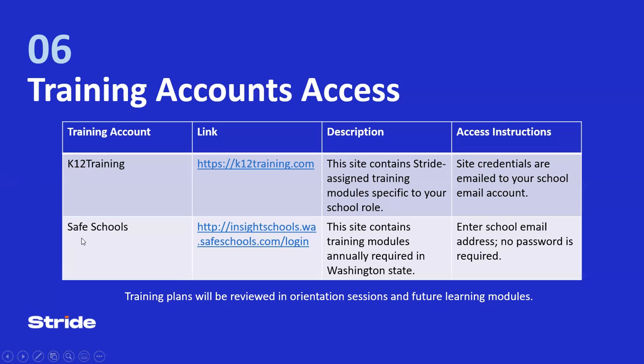The second initial training site that you'll need to access during onboarding is Safe Schools. And the link is provided here. Both of these links should also be in the document that you received from your direct administrator. This is the site that contains training modules that are annually required in the state of Washington. So this is a very common training site, and if you have worked in a Washington school previously, you're probably familiar with Safe Schools. To access the site for Insight, you will enter your school email address and no password is required.